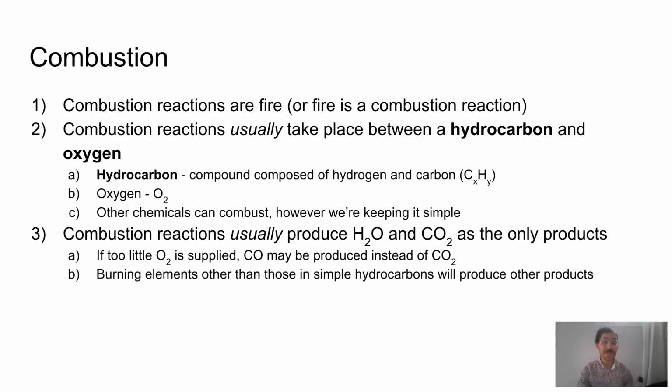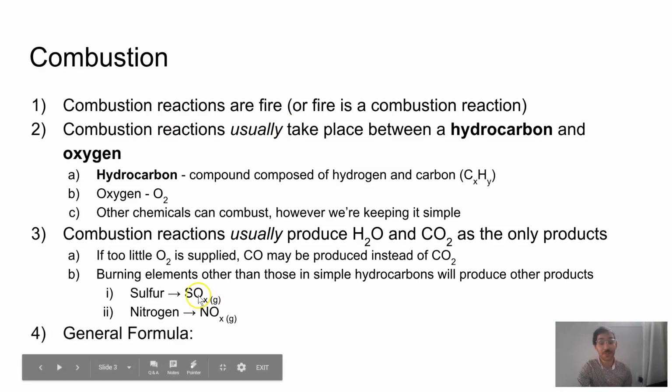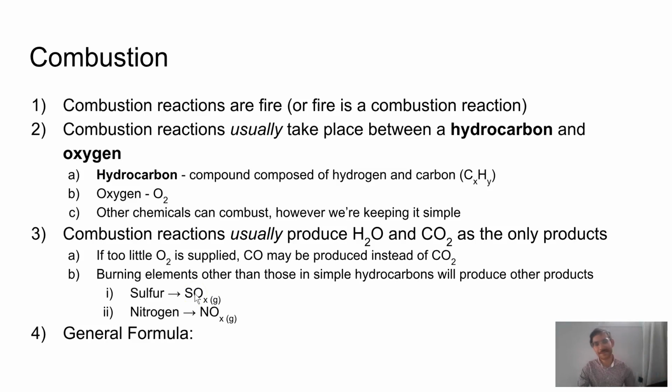So burning other elements other than hydrocarbons can also produce other products. Like if you're burning sulfur, you can make sulfur oxides or nitrogen oxides. This is generally a thing people complain about with burning coal because it has lots of sulfur and nitrogen impurities, and those can go up into the air and react with water to form acids, and it's not very good.